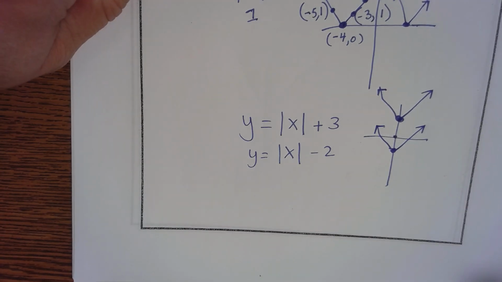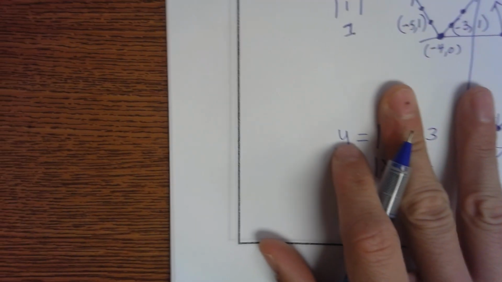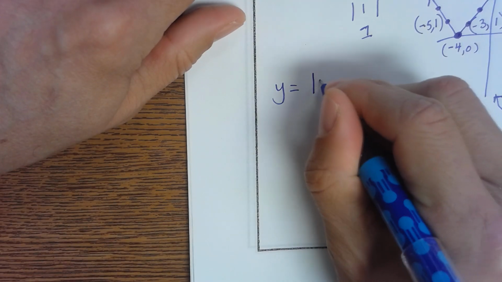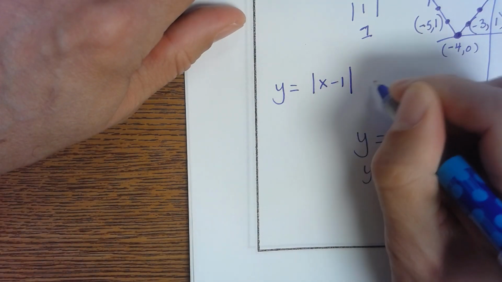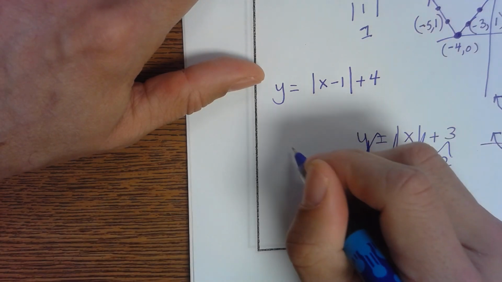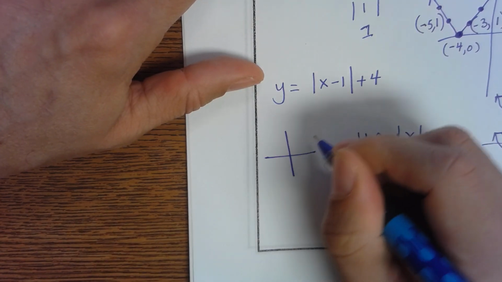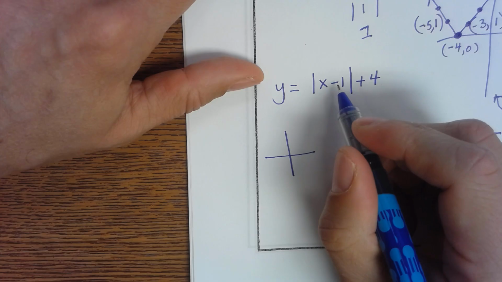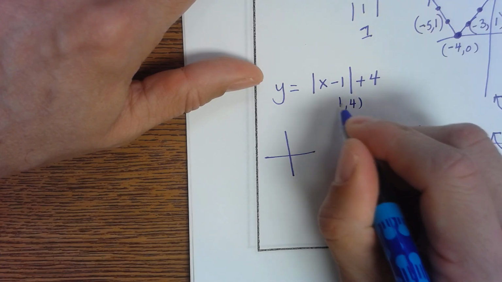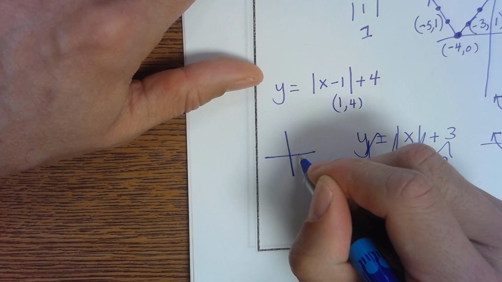So sometimes you're going to have both those things in there. So let's say you had the absolute value equation of x minus 1 plus 4. Well, that would mean, ignore that, my absolute value vertex is going to be to the opposite of negative 1, so it's going to be to the right 1, and it's going to be up 4. So I know to plot a point at 1, 4.